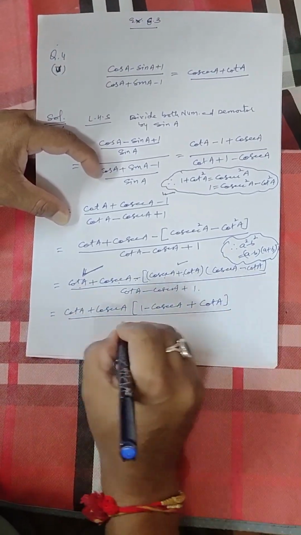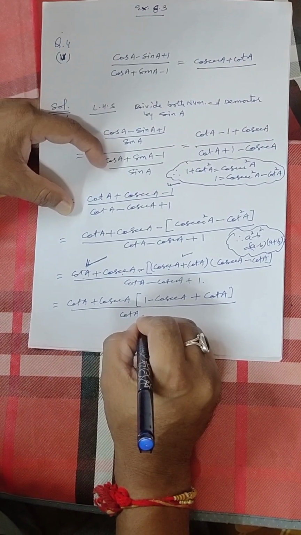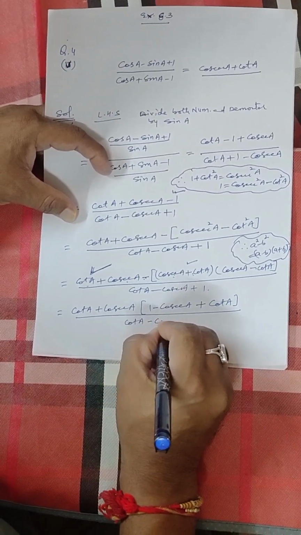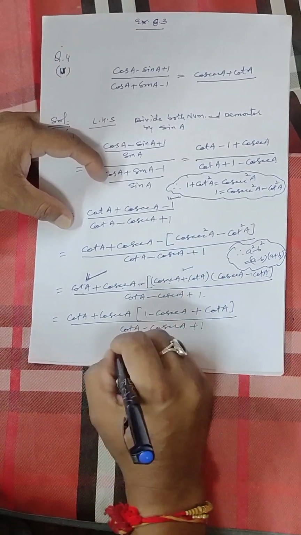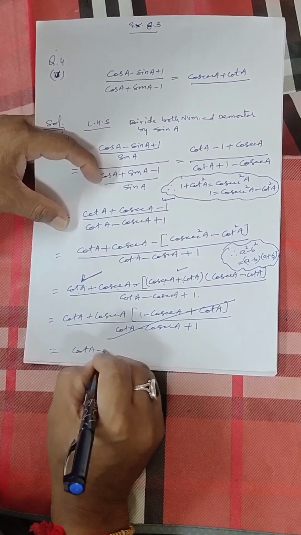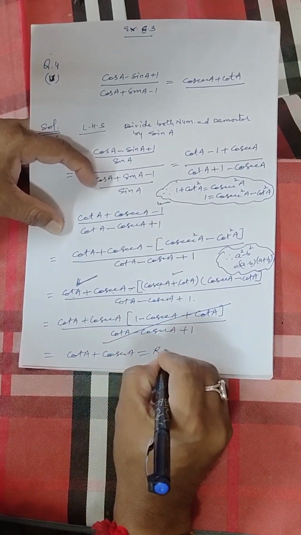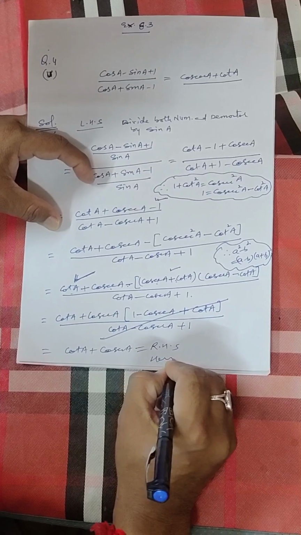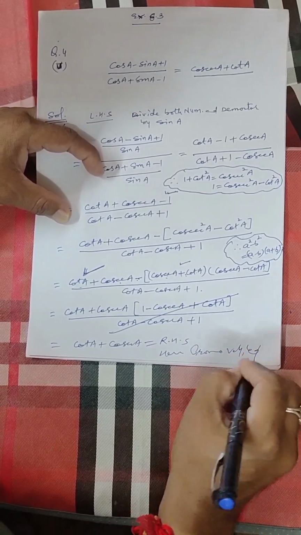Now look at the denominator: cot A minus cosec A plus 1. You can cut it. You are left with cot A plus cosec A, which is equal to RHS. Hence, proved and verified. That's it.